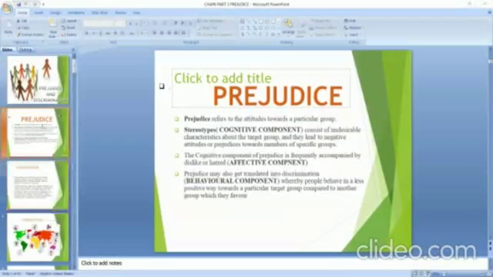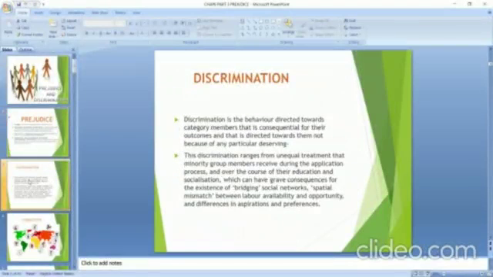Okay, so this is prejudice, which is the affective component. We have stereotype, which is the cognitive component, and discrimination, which is known as the behavioral component. Now, let us take up the concept of discrimination.